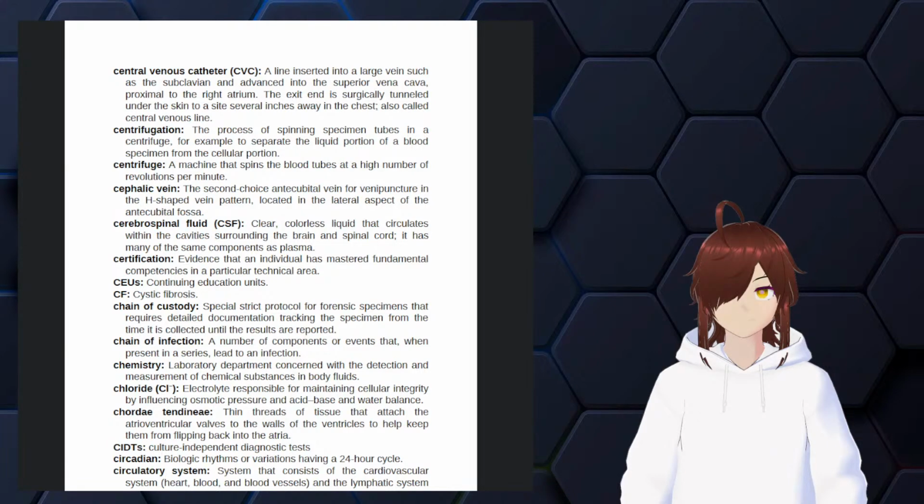The exit end is surgically tunneled under the skin to a site several inches away from the chest, also called central venous line. Centrifugation: the process of spinning specimen tubes in a centrifuge, for example to separate the liquid portion of a blood specimen from the cellular portion. Centrifuge: a machine that spins the blood tube at a high number of revolutions per minute. Cephalic vein: the second choice antecubital vein for venipuncture in an H-shaped vein pattern, located in the lateral aspect of the antecubital portion.